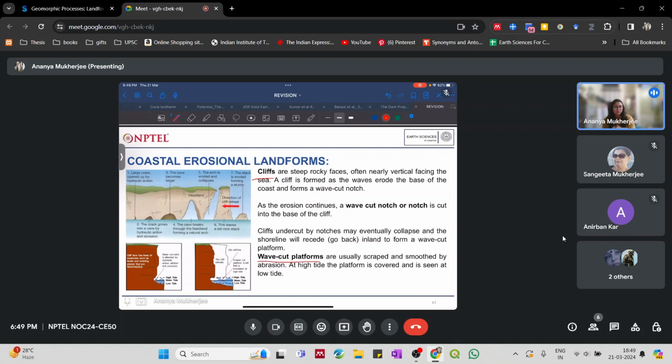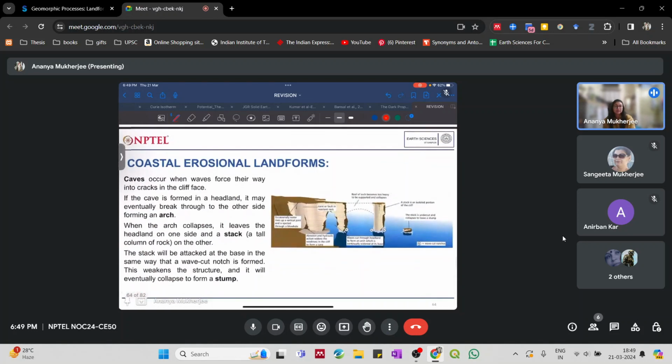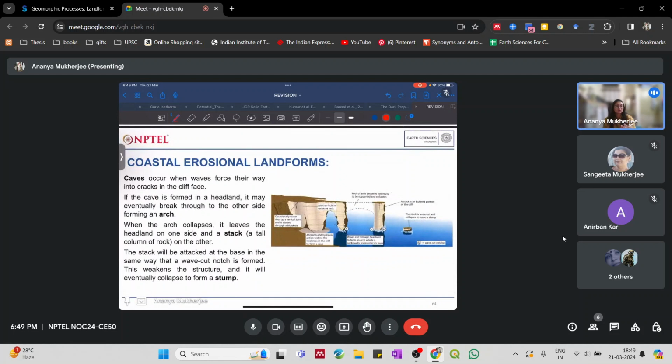And you can have obviously wave cut platforms that are developed due to the extension of the wave cut notch towards the inner part of the headland. And then, as I said, with more and more erosion of the bottom of the headland, you can have caves which are forming.